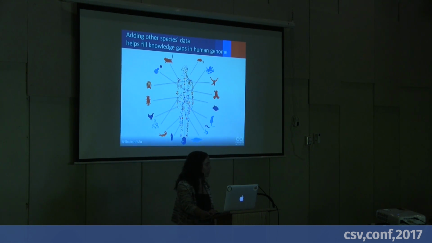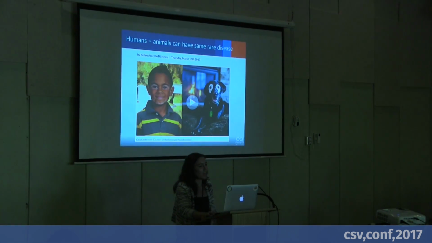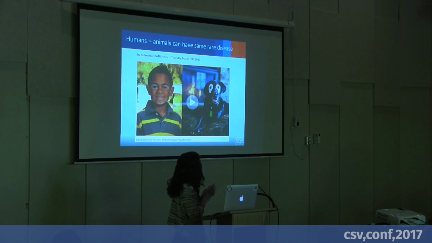Another reason why it's really important to integrate data from other species is because other animals can have the same rare diseases that humans have. Here's an example of a little boy with vitiligo, which is a rare skin disorder, and also a dog that has the exact same rare disorder. These two found each other because the little boy's mom was searching for his phenotypes or his symptoms online. She was Googling and ran across the same phenotypes and symptoms in the dog. So this is just an example showing how we can find different data sources from very diverse areas that you wouldn't normally think of.